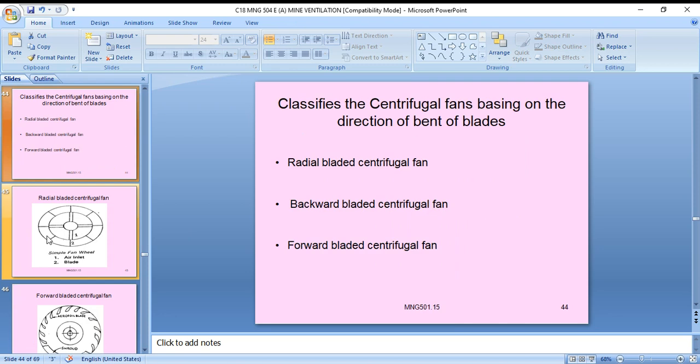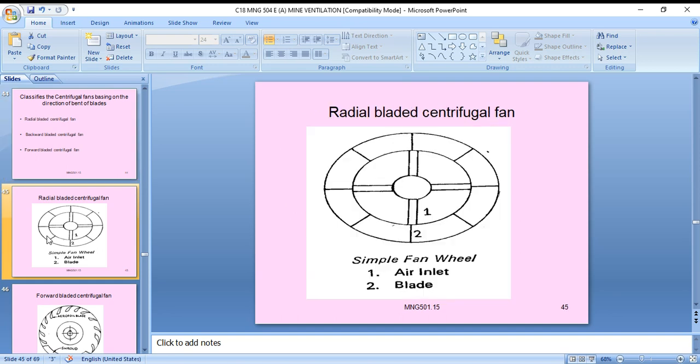So these are the blades, the nature of the bend of the blades. We have the radial bladed centrifugal fan, which has some advantages. The backward bladed centrifugal fan has some advantages. The forward bladed centrifugal fan also has some advantages. So we will see them one by one.